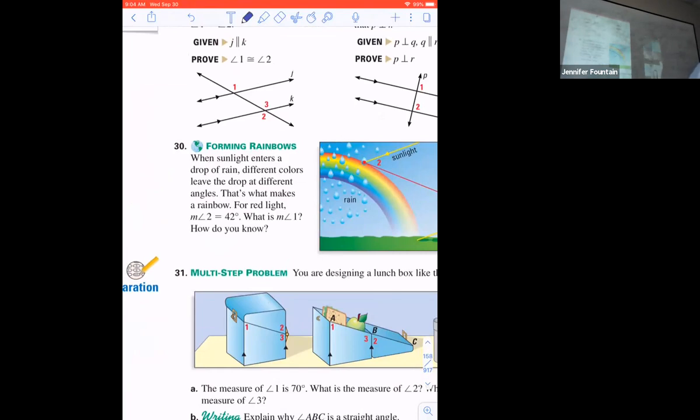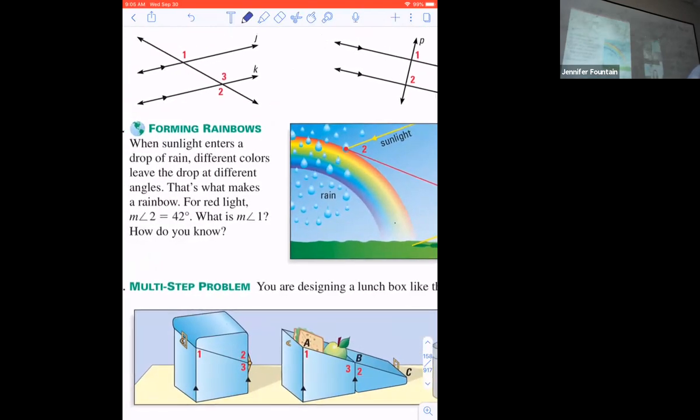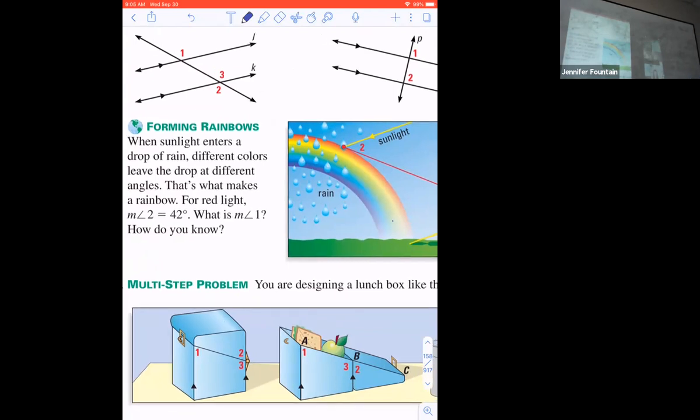So see what you're going to be able to tell your family at some point when you see a rainbow. You can say, do you know that that's really geometry? Because these are the colors leaving the droplets at different angles, and they're going to be so impressed with you. Okay, so it says for red light, the measure of angle 2 is equal to 42 degrees. And then it says, what is the measure of angle 1?